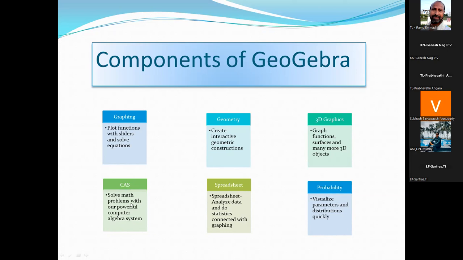Fourth one is the CAS. With the help of CAS, you can solve mathematical problems with the power of an algebraic system. Fifth one is the spreadsheet. With the spreadsheet, you can analyze various data that you can use in statistics, and you can connect it with the graph. Last one is probability. You can visualize various parameters and distributions quickly.